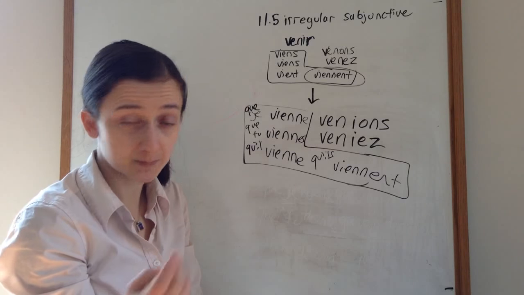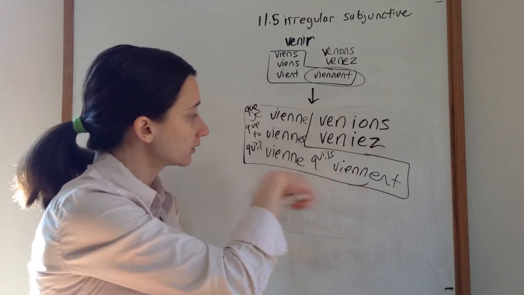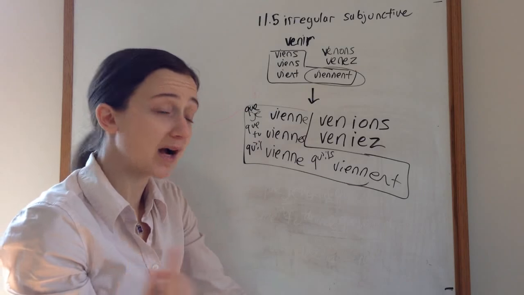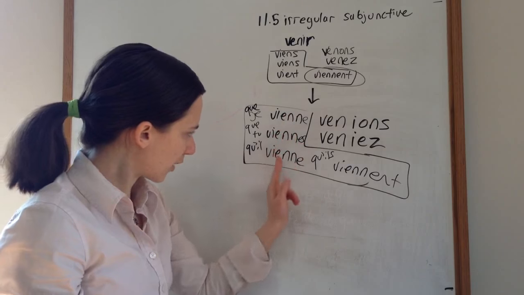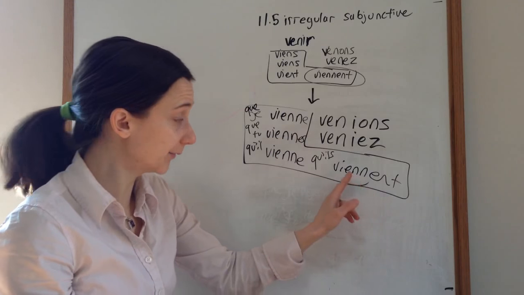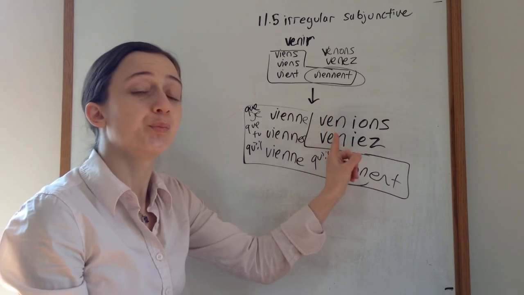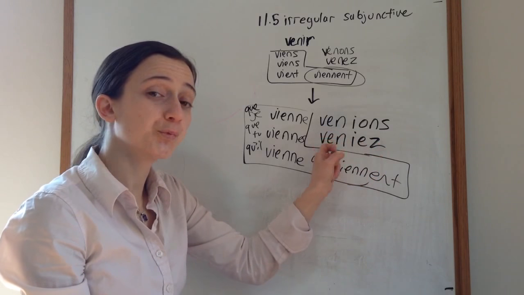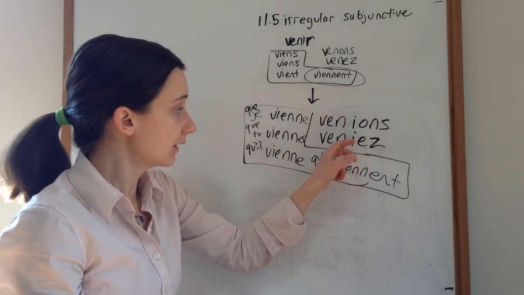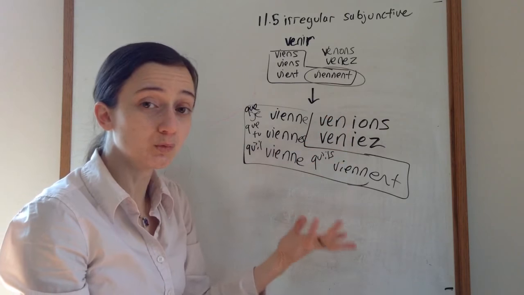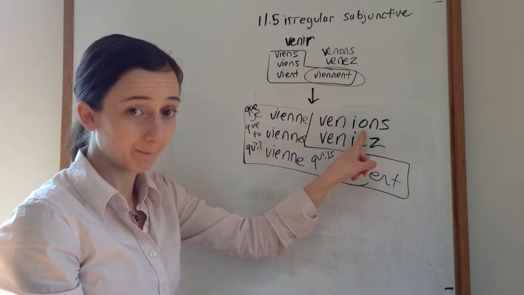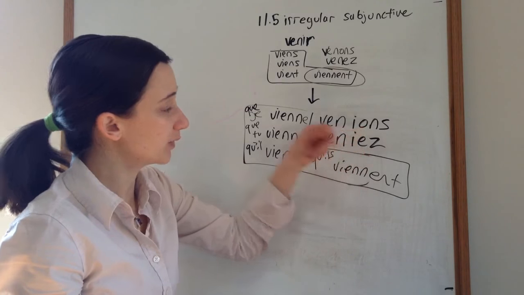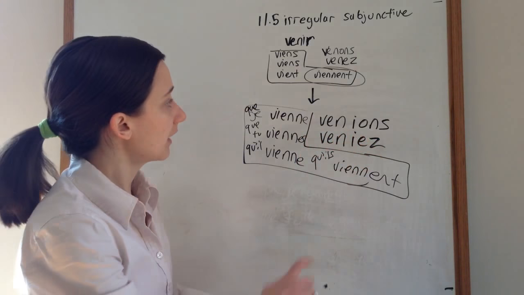Now, there's a whole list of verbs that you should know that work like this. So, like boire, que je boive, que tu boives, qu'il boive. And then, nous buvions. Vous buviez. Okay? So, sounds the same. Nous buvons. Now we have ions, buvions. We just added that I in there.